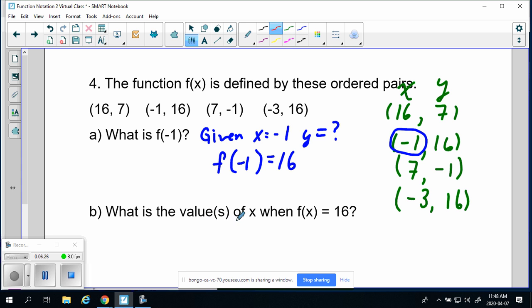In part B, it says, what is the value of x, or values of x, when f of x is equal to 16? So again, you really have to be clear here. Have they given us x or y? They have given us a y value. And you know that because there's no number here in for x. So they have told us that y is equal to 16, and they want to know what is x.